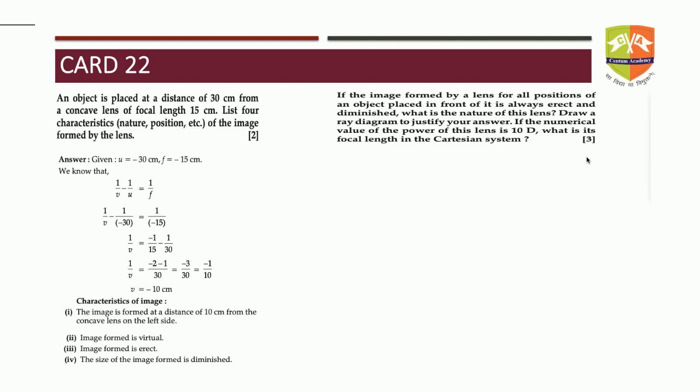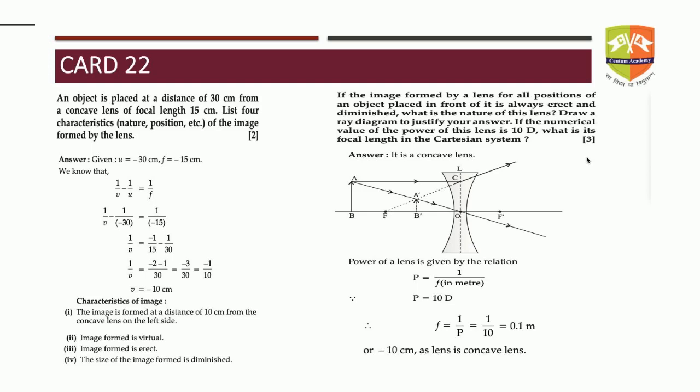But once you are writing your answer, write that a negative has been inserted to show that the focal length belongs to the concave lens. So F is equal to minus 0.1 meter, or you can convert it into centimeter and write minus 10 centimeter. So that's the answer to this particular question.